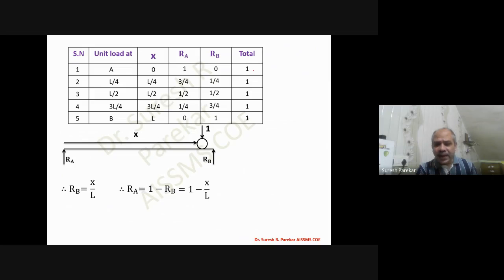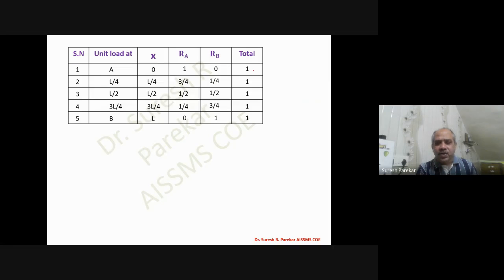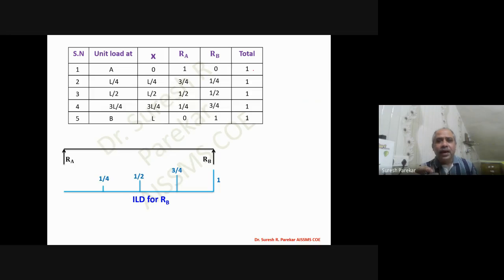So knowing all these values, we are going to plot this. We will plot it first for RA, RB. So for the value of RB, you can see at L by 4 we have 1 by 4, at L by 2 we have 1 by 2, then at 3 by 4 L we have 3 by 4, and at L we have 1. So we have plotted these values and then connected them. That will give me the ILD for RB.